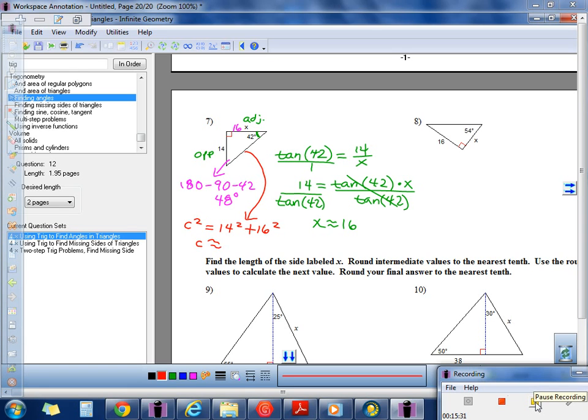And I heard 21. Final thing you need to do, list out your angles and sides. Angles are going to be 42, 48, 90. Sides are going to be 14, 16, and 21. Good to go.